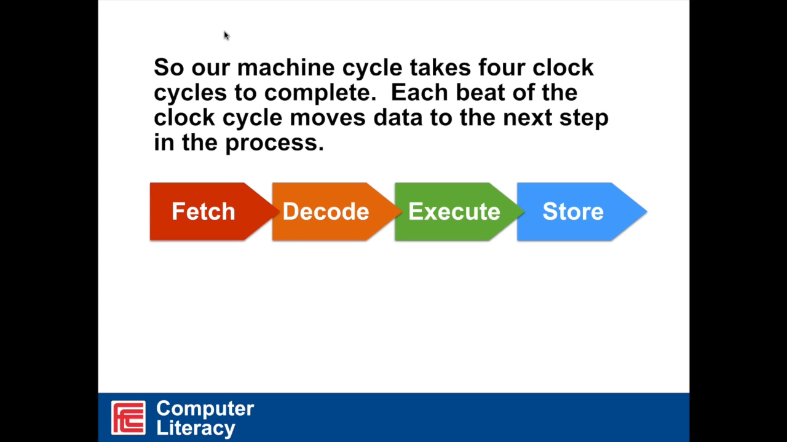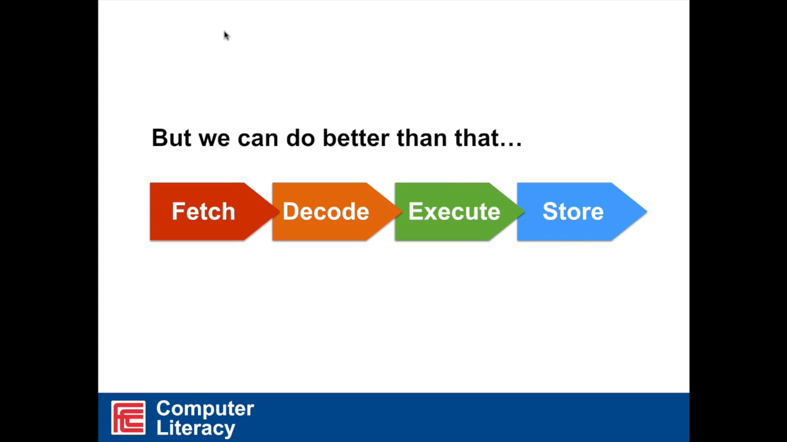Now, if you look at our machine cycle, it has 4 steps. So it would take 4 beats in order to actually complete one single instruction. Now, that is still really fast. I mean, you're almost at 1 billion instructions per second if you were to go at that speed. But we can actually do better than that.